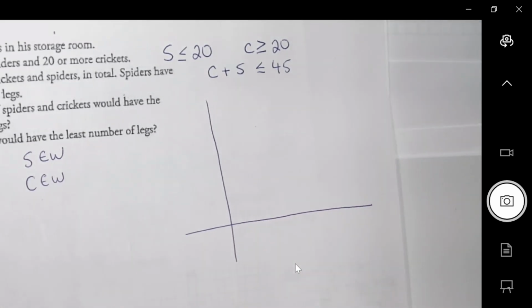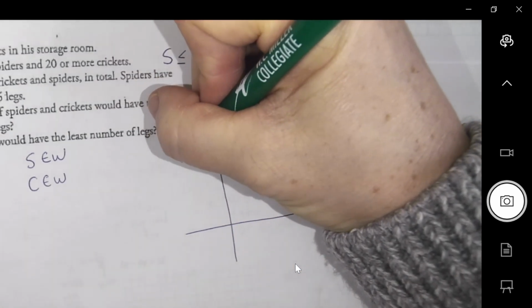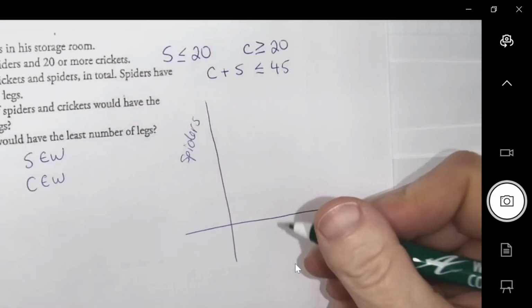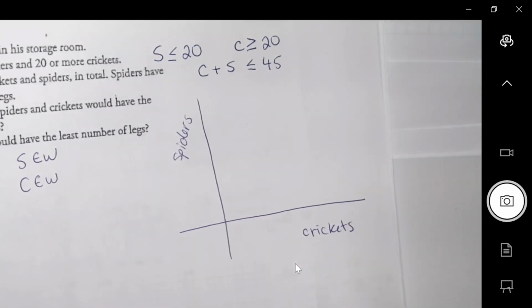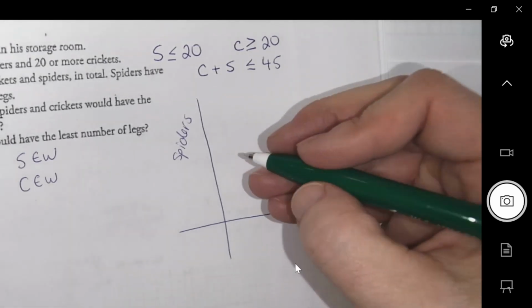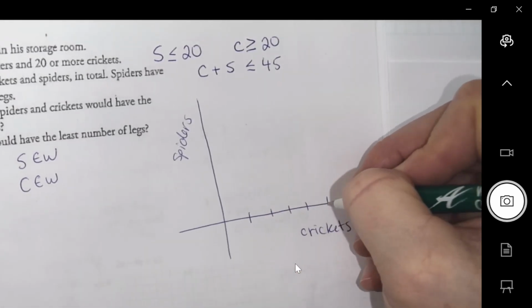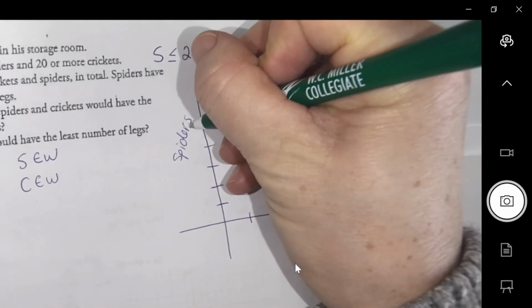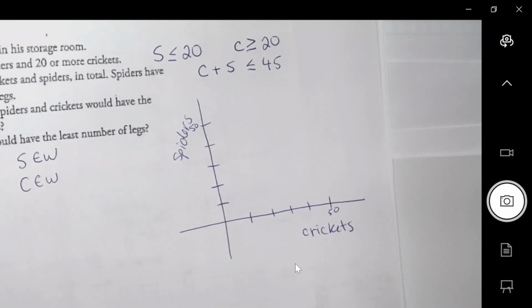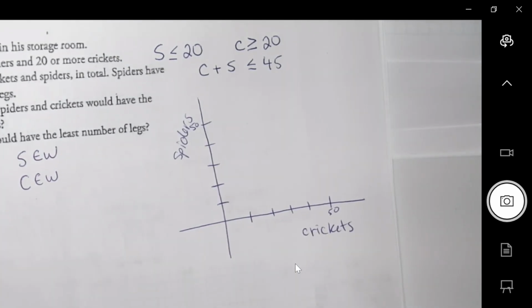Which variable do you want to make as a y? Which one do you want to put on the y-axis? S. Okay, so we're committed to doing spiders up and crickets across. I'm going to do 5 ticks on each to represent going up to 50.